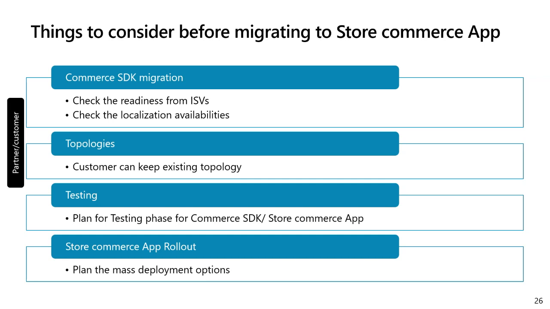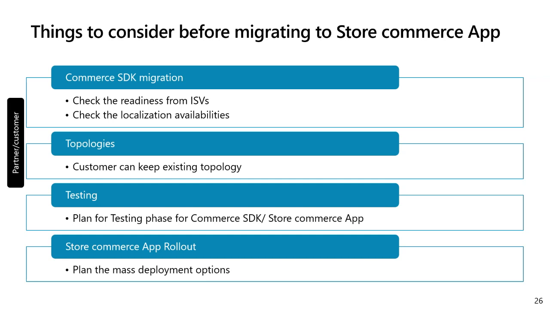So next, check if the ISVs used are migrated to the Commerce SDK. Check the localization support for your market. Some of the localization code migration to Commerce SDK is still in progress. Get that visibility for your migration planning.